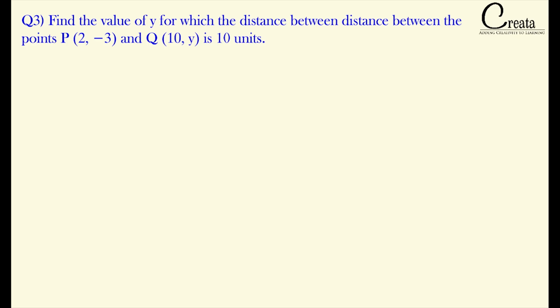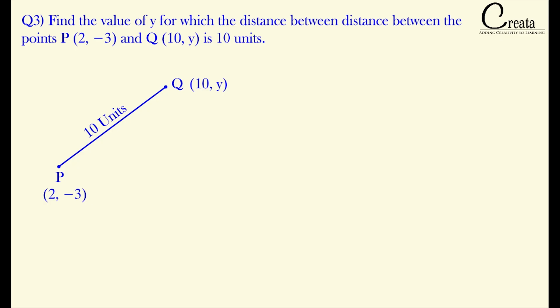So let's approach this question. In this question, 2 points, that is point P and point Q, are given. The coordinate of point P is given as 2 comma minus 3 and the coordinate of Q is given as 10 comma y. Here y is missing. We have to calculate the value of y. The distance between the points P and Q is given as 10 units. And we have to find the value of y, that is, we have to locate the coordinate of point Q.